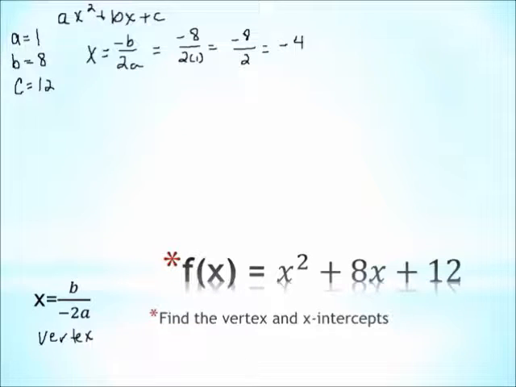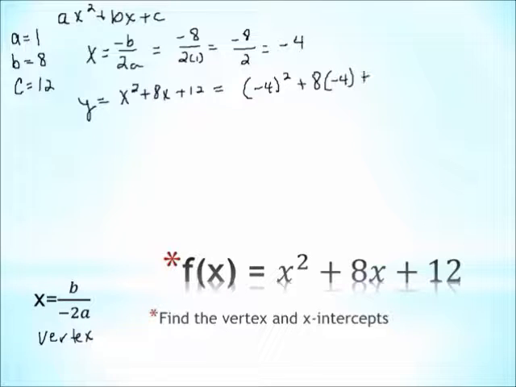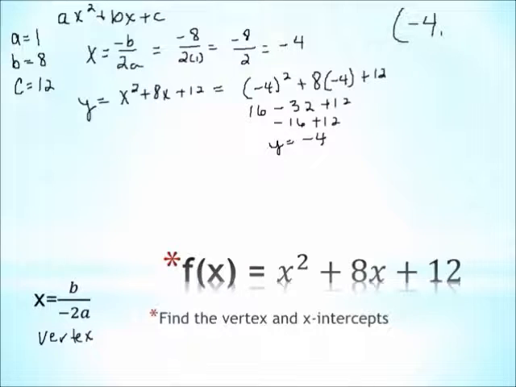Once we find that information, we take it and substitute it back into the original equation and solve. And what are we solving for? We're solving for y this time. So negative 4 squared plus 8 times negative 4 plus 12. That's going to give us 16 minus 32 plus 12, or negative 16 plus 12, or a grand total of y equals negative 4. So our vertex is negative 4, negative 4.